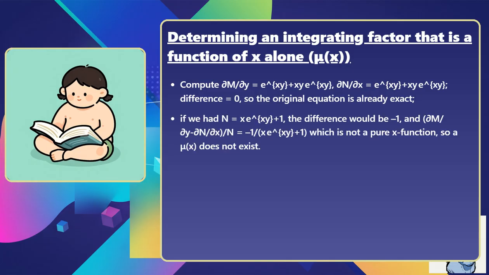If we had N equals x times e to the xy plus 1, the difference would be negative 1, and partial M by y minus partial N by x, divided by N, equals negative 1 over x e to the xy plus 1, which is not a pure x function, so a mu of x does not exist.